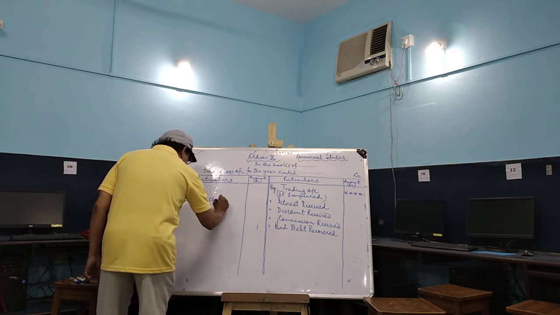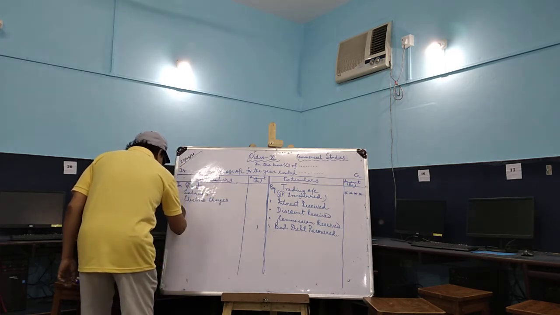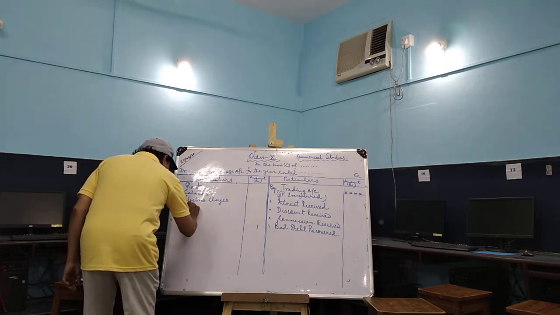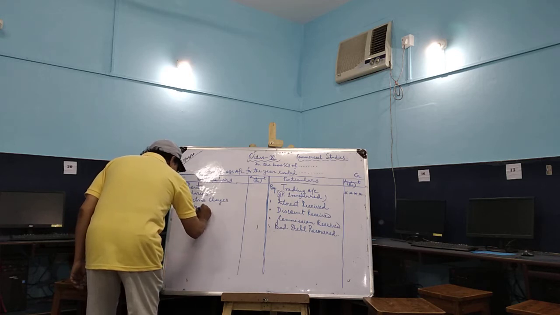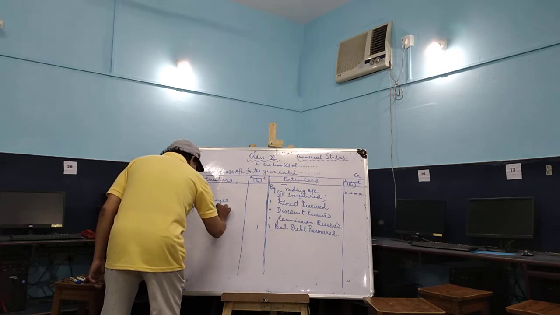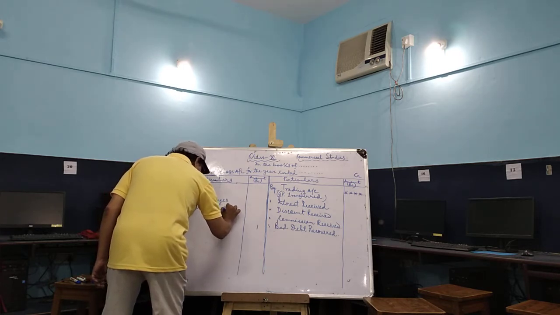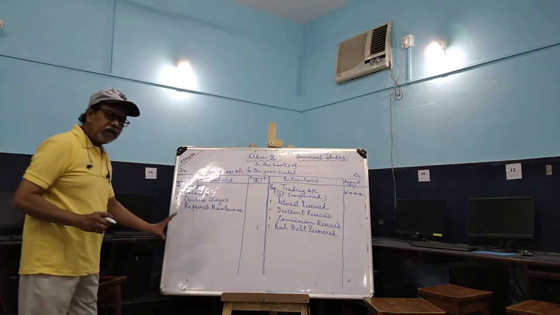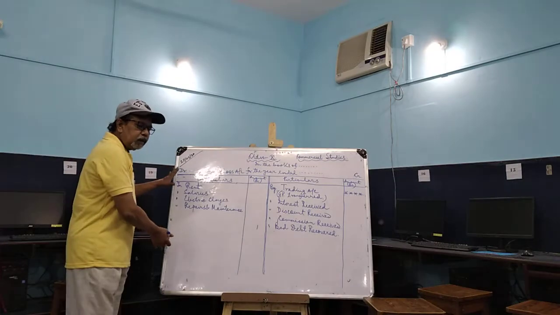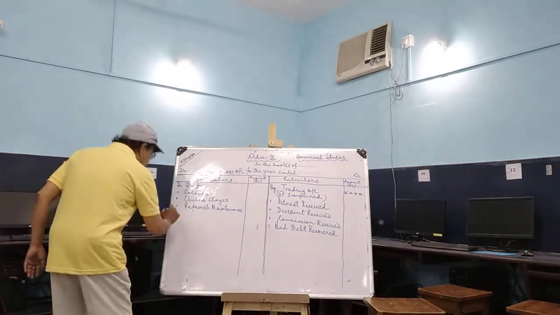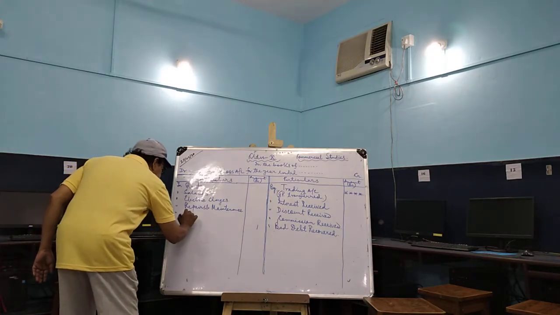Electric charges. Repairs and maintenance. Many more items are there. I have shortage of space here, so I'm not writing all the math details here. You consult with the book, you find it.